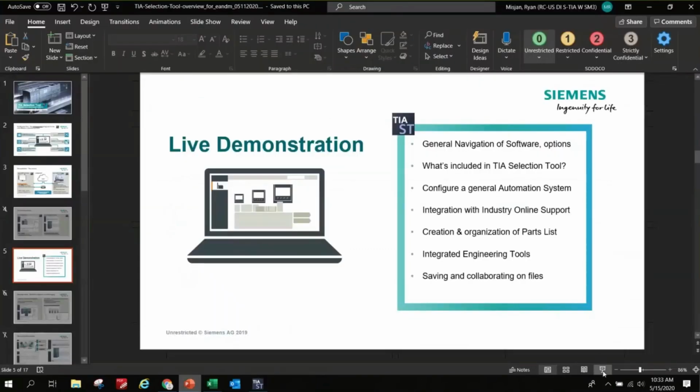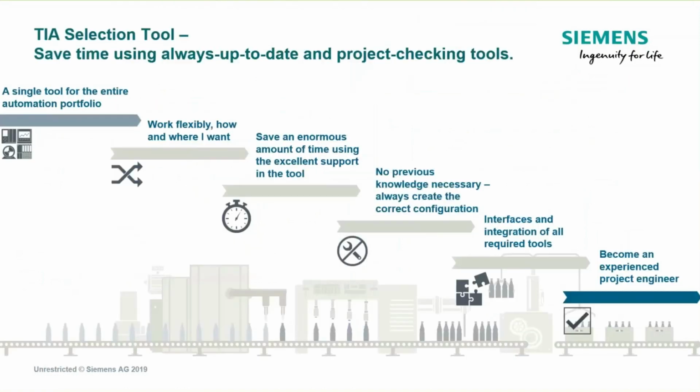So jump back into the presentation here, just to summarize what we saw just there to wrap it up. Like I said, you save time by using always up-to-date and consistently project checking tools. Never will I forget a base unit for an ET200 SP. Never will I forget a memory card for an S7 1500. It saves me time by filtering for the amount of Ethernet ports that a switch has that I'm looking for. I can compare different power supplies.